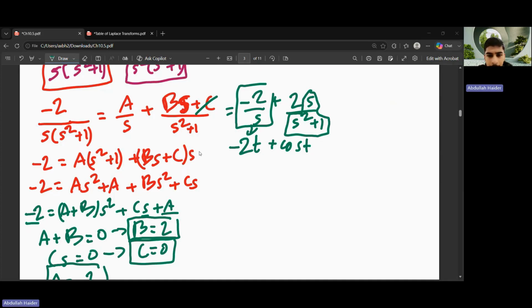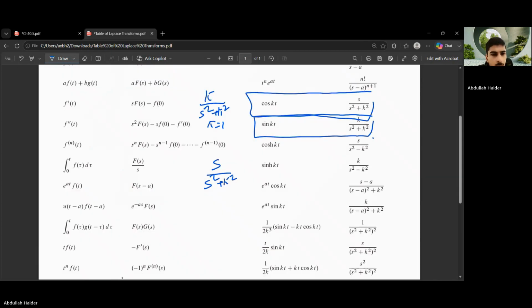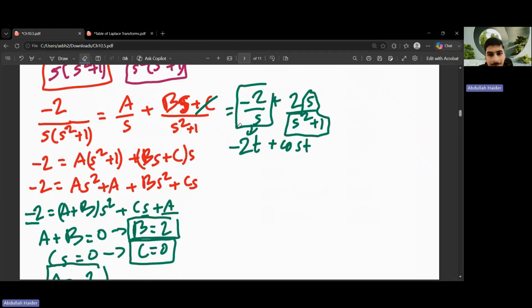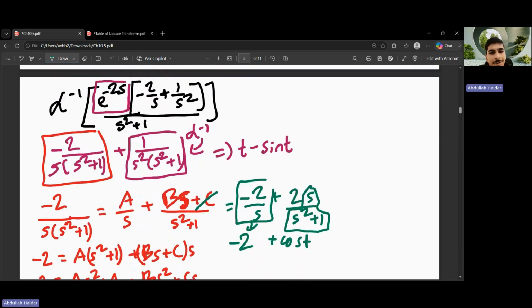I'm just checking something. Oh no, of s, there's no t. My bad. It's t when it's 1 over s squared, but we have 1 over s, so it's minus 2 by itself. So for this thing alone, we have t minus sine t, and we have minus 2 plus cosine t.